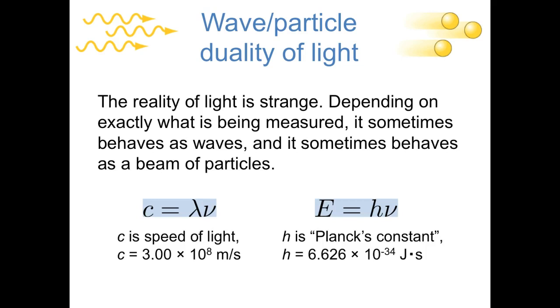These two equations, which are probably the two most important equations in this topic, capture the wave-like nature of light and the particle-like nature of light. C equals lambda nu, speed of light equals wavelength times frequency. That's really telling us the relationship between the wave-like characteristics of light. And E equals h nu, the energy of one photon equals Planck's constant times the frequency, is telling us that the energy of light is actually quantized. It comes in little packets because light is actually behaving as a beam of particles.